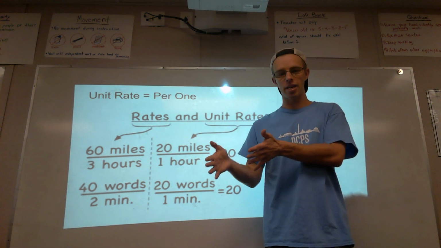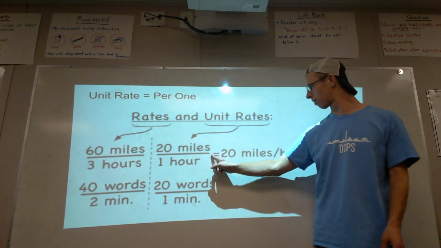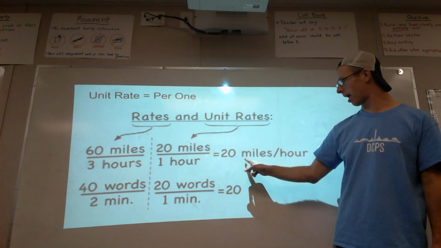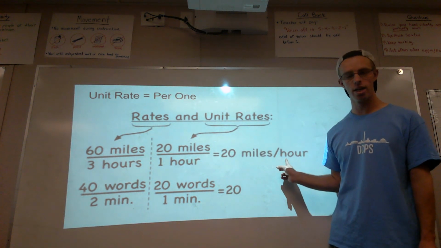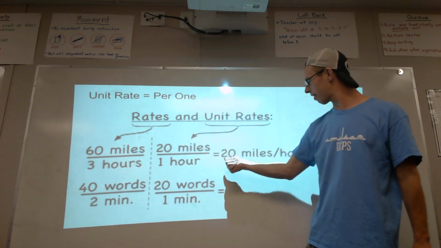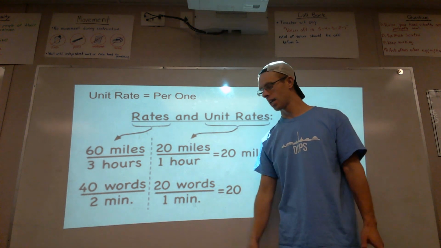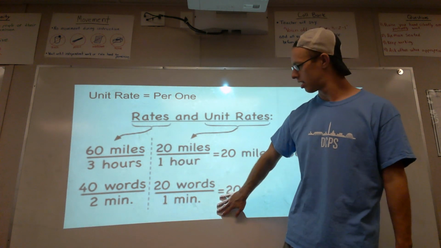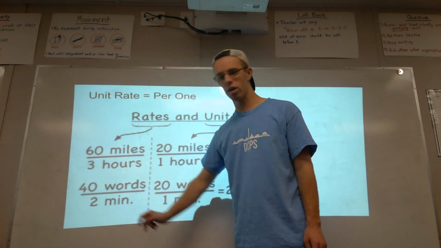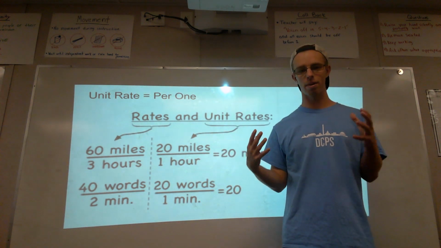And in that simplification, or in that division, we found the unit rate. They drove 20 miles per hour. So somebody who travels 60 miles in 3 hours is driving 20 miles per hour. That's pretty slow for driving. Let's look at a second example here. Somebody typed 40 words in 2 minutes. Okay, we're looking at how much someone can type per minute.